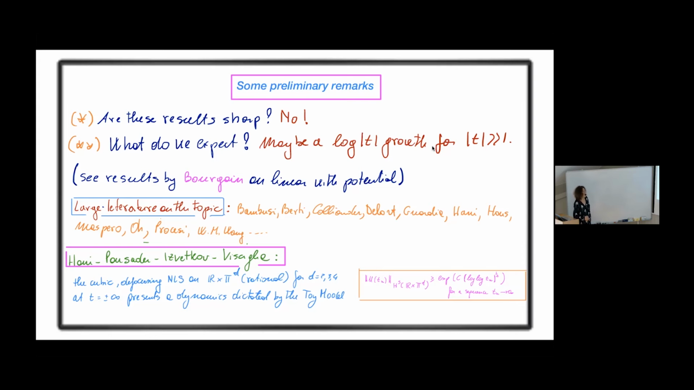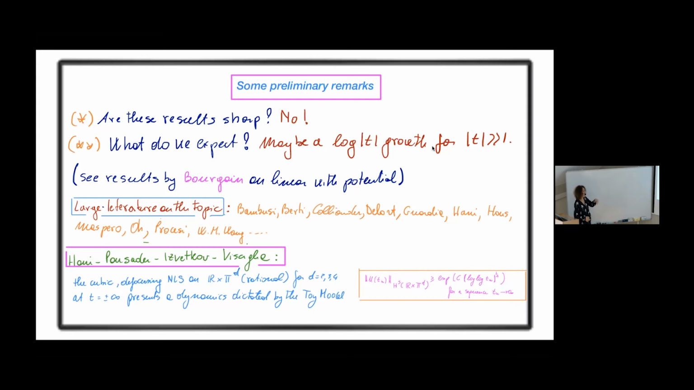Now, are these results sharp? When I say this, I mean the upper bound and the construction of the solution. They are absolutely not sharp. What do we expect? Well, at least in terms of growth, we do not expect more than log of t. And this is also based on a very important series of work, started with Bourgain, on the linear NLS with potential. And then that line of work really developed into incredibly strong mathematics with a bunch of people from Italy, actually, very strong people in dynamical systems. I will not be talking about that. And this is for the linear equation with potential in different types of domains, not just periodic.